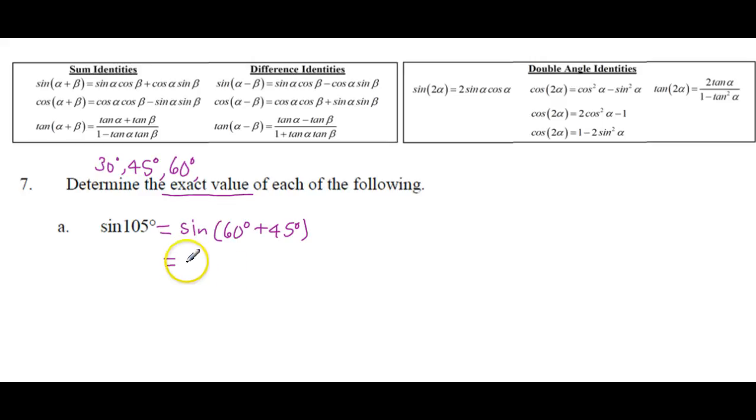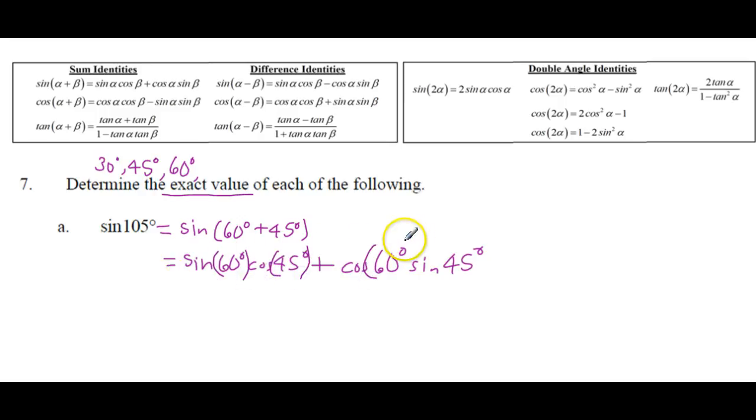So then I write sine 60 degrees cos beta, this is my beta now, 45 degrees, plus cos alpha, cos 60 degrees, sine 45 degrees. Let's make this explicit.